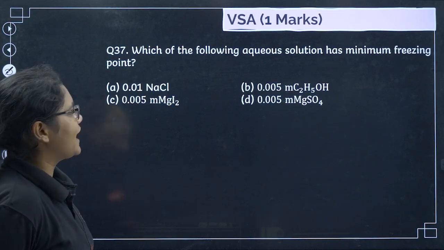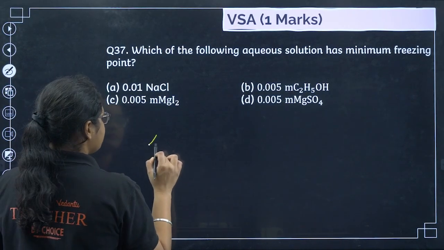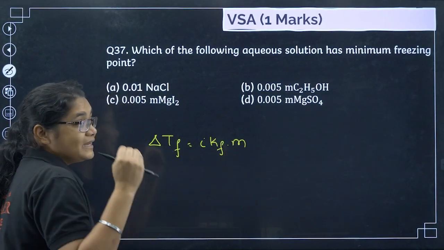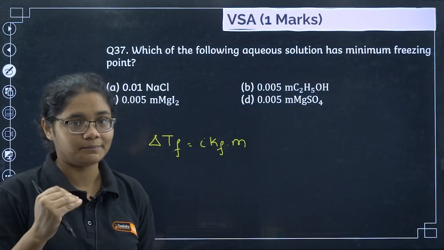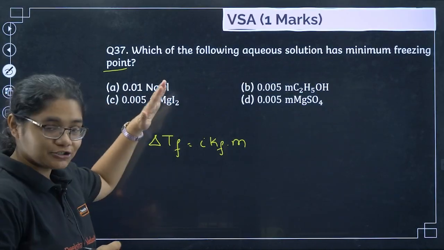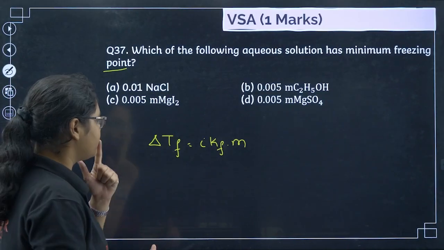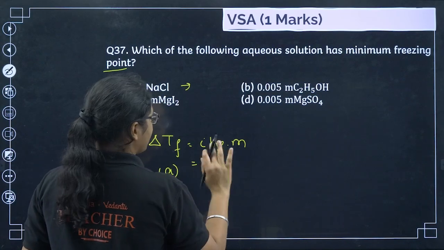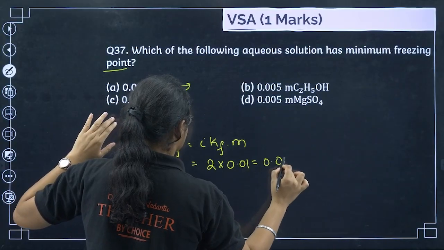Next we have, which of the following aqueous solutions has minimum freezing point. This is a very important question. Again, ΔTf is equal to i into Kf into m. Minimum freezing point will be there if the depression is maximum, right? When there is maximum depression, you will get the minimum freezing point. So for i into m, Kf is constant. For option A, i is 2 and m is 0.01, so I'll get 0.02.